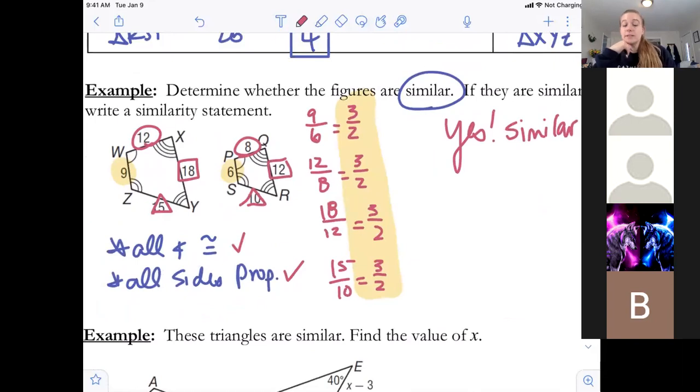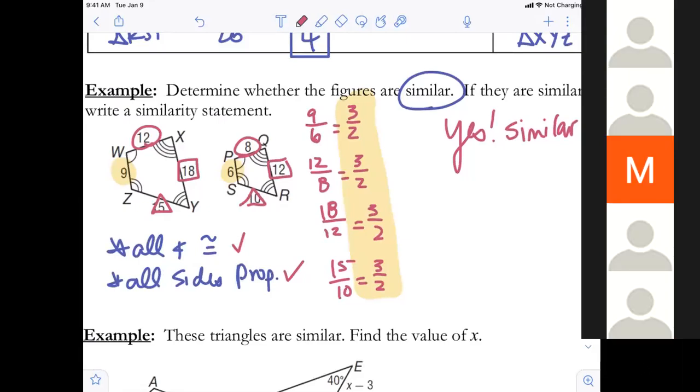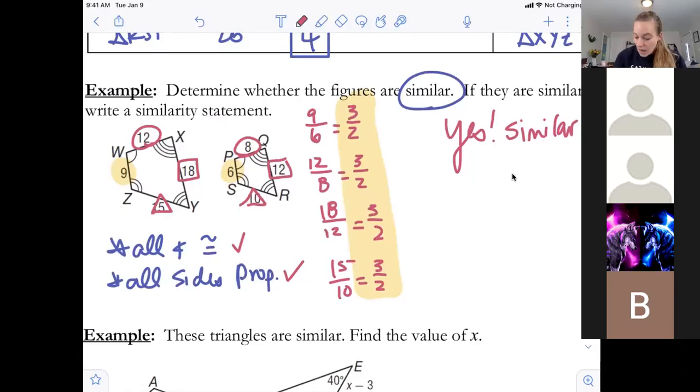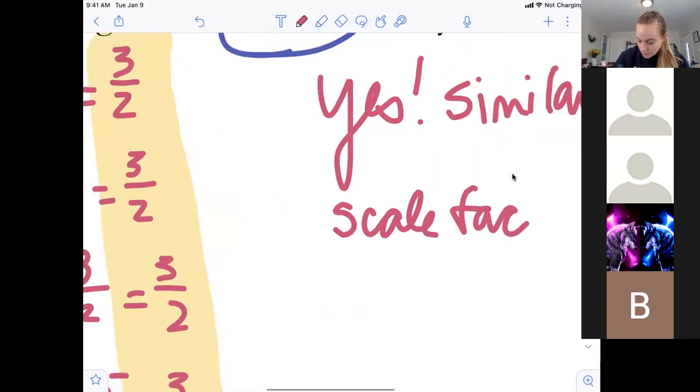Now, it said if they are similar, find the scale factor and then write a similarity statement. Do I have to do more work to find a scale factor, or am I already done? Isn't it 3 over 2? It is 3 over 2. Very good, Allie. We're all done, right? We found it. We don't have to do anything crazy. I'm just going to write scale factor 3 over 2.